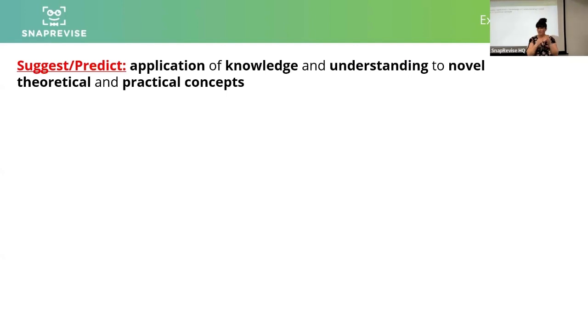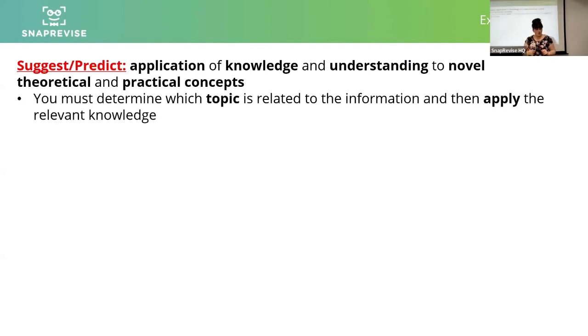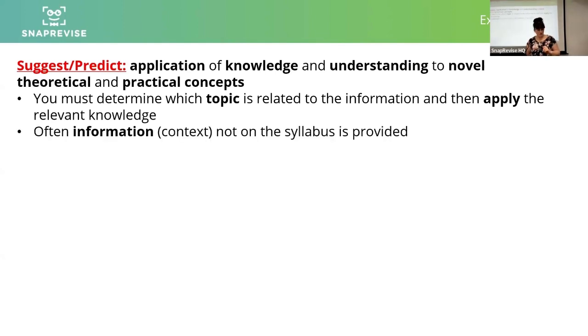Personally, I find suggest or predict questions very difficult because my brain automatically goes, right, I need to be able to recall something then, don't I? What do I know? What do I know? And it can be quite difficult to filter out the information that is expected of you. So application of knowledge questions are hard, but you don't need to be able to directly recall things for it, but you do need to recall theory to apply to it. You must determine which topic is related to the information and then apply the relevant knowledge. Yeah, good. Often information or context that is not on the syllabus is provided.